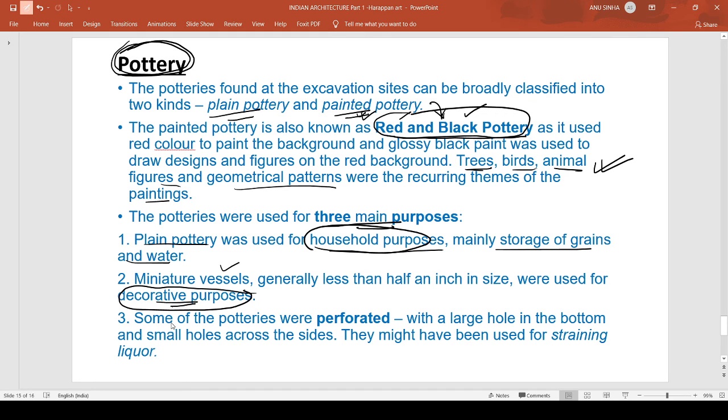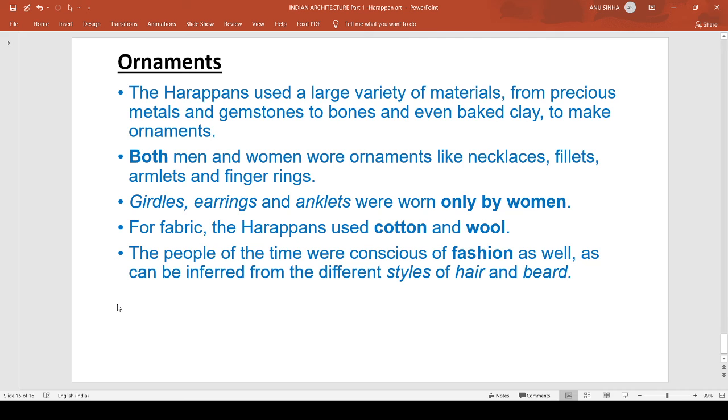Now the third one: some of the potteries were perforated with a large hole in the bottom and small holes across the sides. They might have been used for stirring liquor. So there was some pottery like this, with holes at the sides and a large hole at the bottom, and they were basically used for stirring the liquor. So these are the three purposes for which potteries were used.